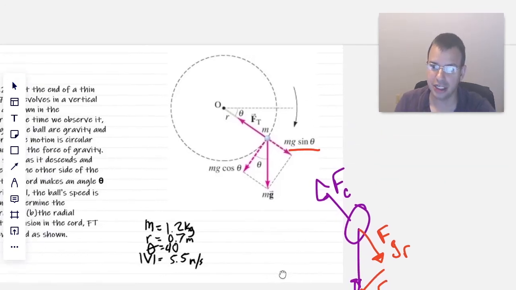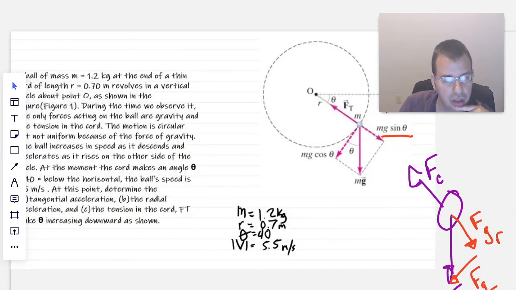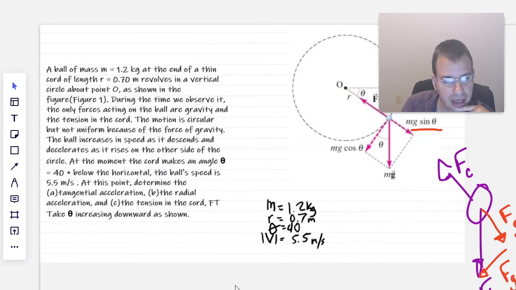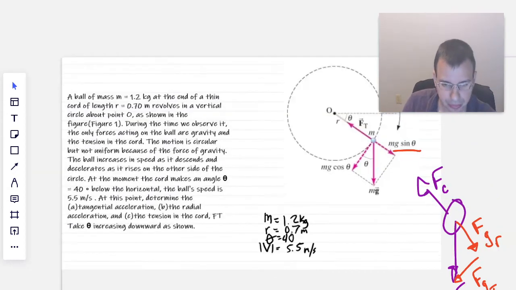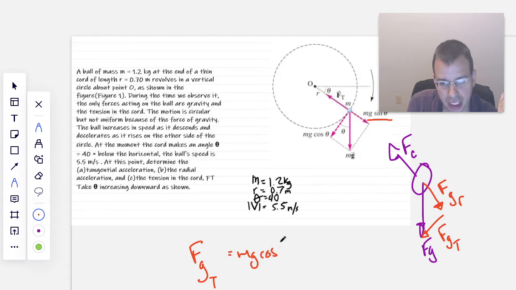Okay, so here's our setup. This is where the picture came from. This is where we're going to go. So we're going to start by looking at these forces. I'm going to say that force gravity tangential, which is this component right here, is mg cosine of theta. And we're trying to find the tangential acceleration, so it's going to be equal to mass times acceleration.